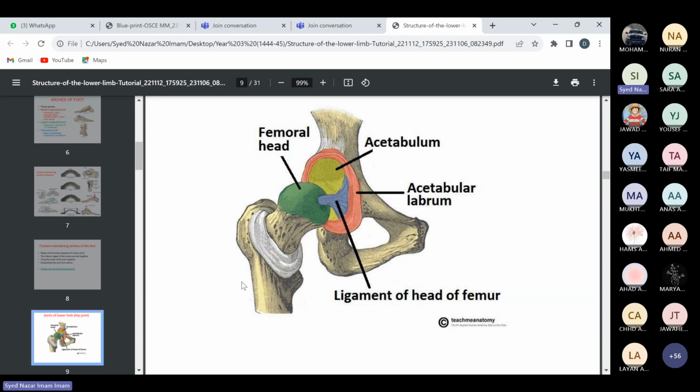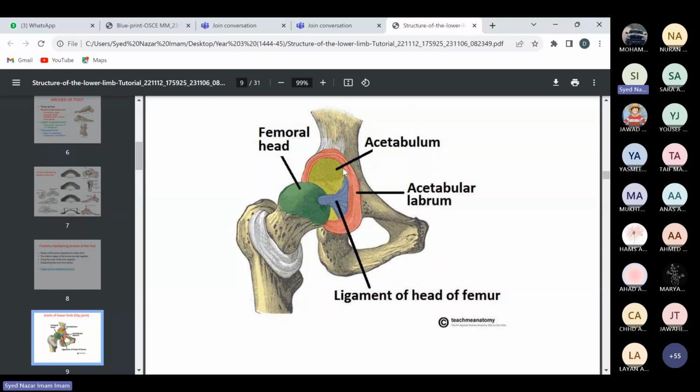Okay, so adduction, abduction. The flexion will be done by the anterior muscles. What muscle is coming anterior? Iliacus from the iliac bone and psoas major from the posterior compartment of the abdomen. So iliopsoas is attached to the lesser trochanter. This is passing anterior to the joint. So these are the main flexors of the hip joint.